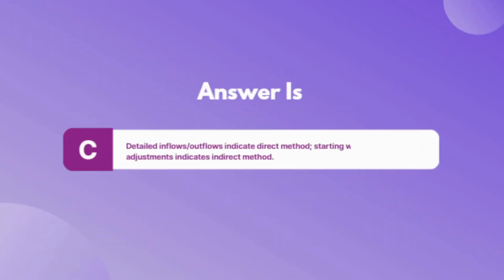Answer is C. Detailed inflows and outflows indicate the direct method; starting with net income plus adjustments indicates the indirect method.